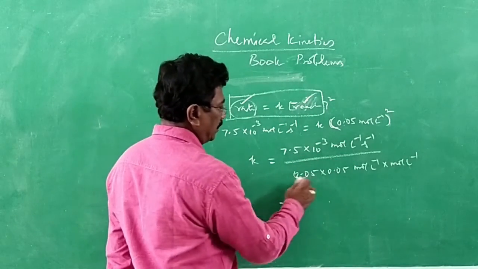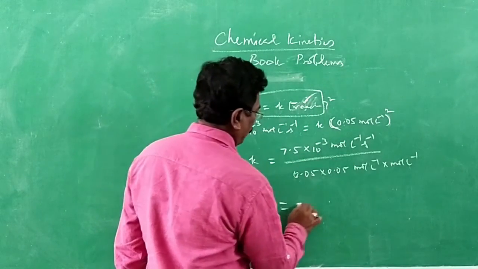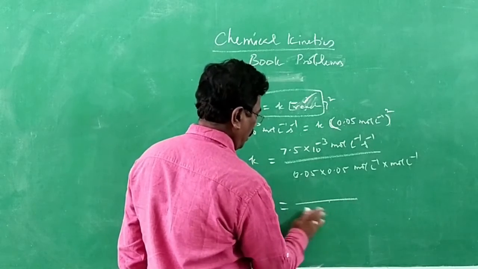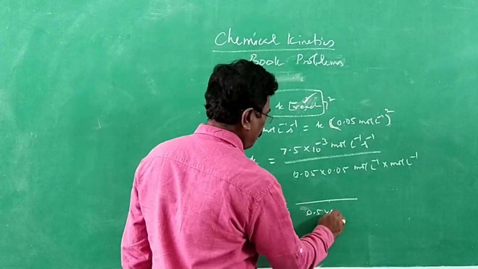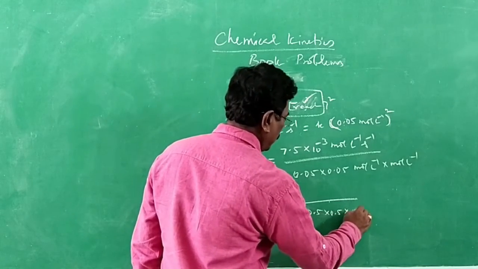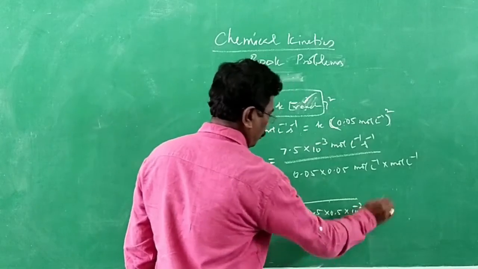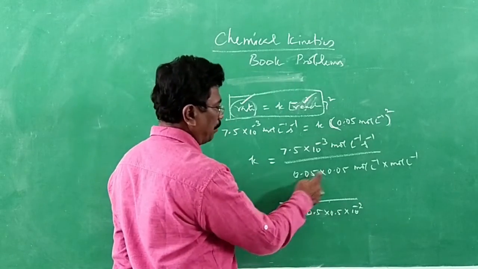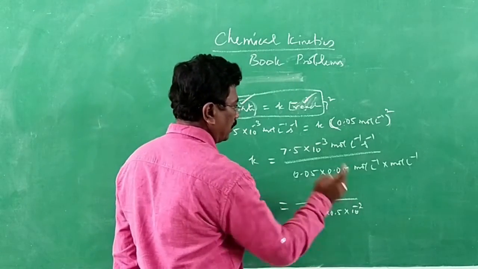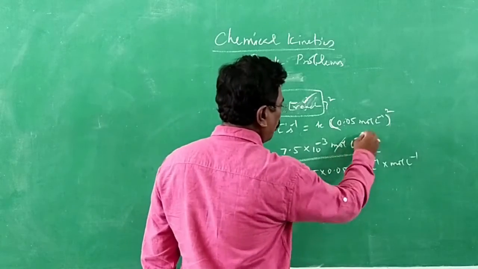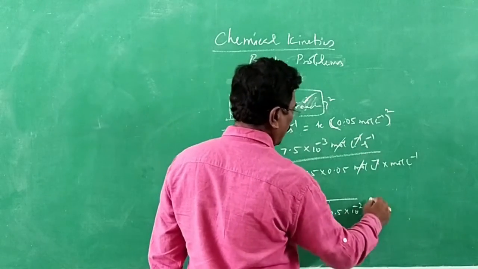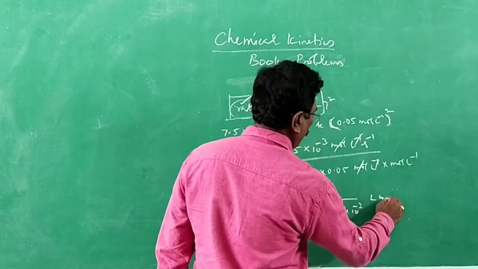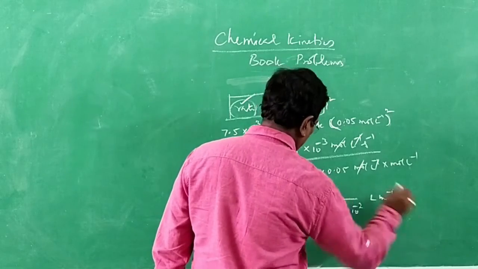When it becomes 5, or else I can say 0.5 into 10 power minus 2. I multiply by 10, so I divide by 10. Mole per liter gets cancelled. When it goes to the numerator, liter per mole per second, that is the unit for a second order reaction.